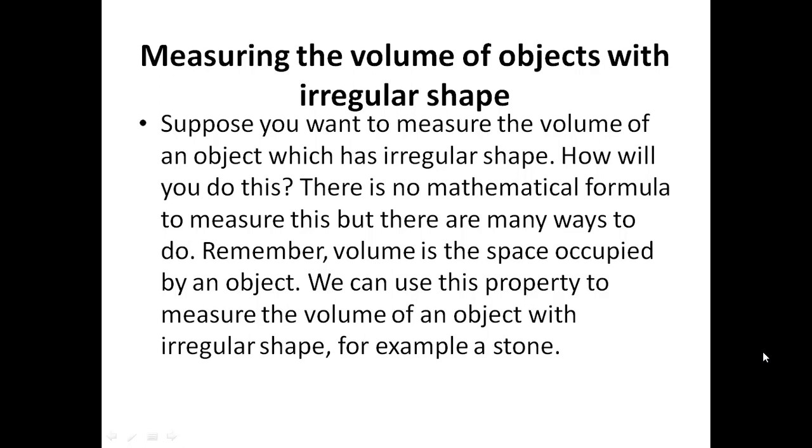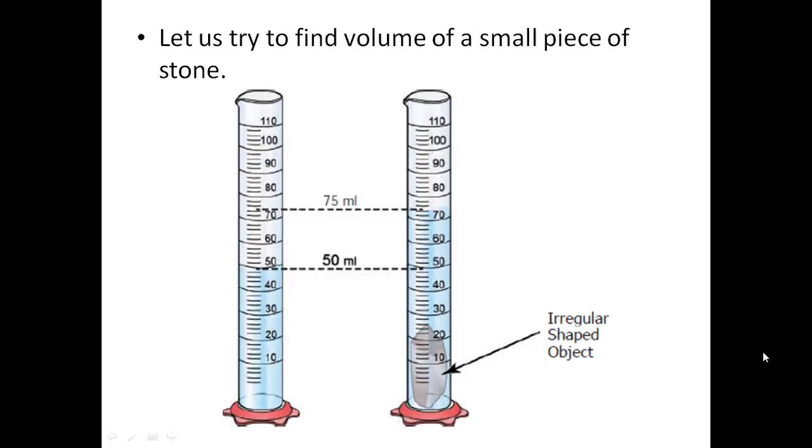Measuring the volume of objects with irregular shape. Suppose you want to measure the volume of an object which has an irregular shape. How will you do this? There is no mathematical formula to measure this, but there are many ways to do it. Remember, volume is the space occupied by an object. We can use this property to measure the volume of an object with an irregular shape, for example, a stone.